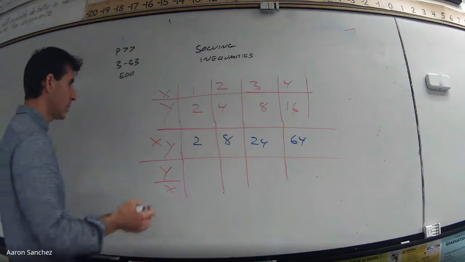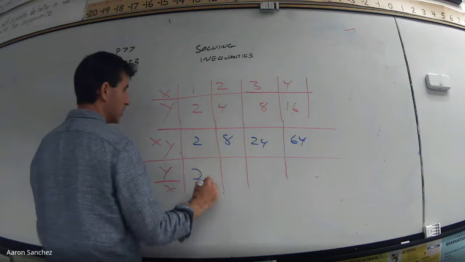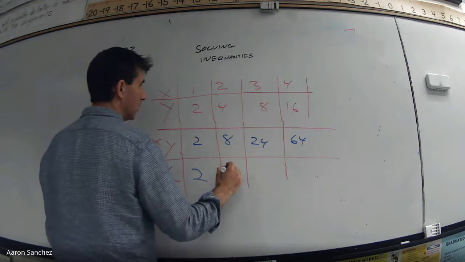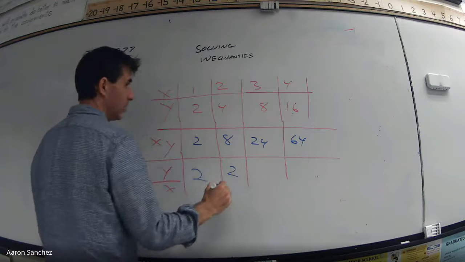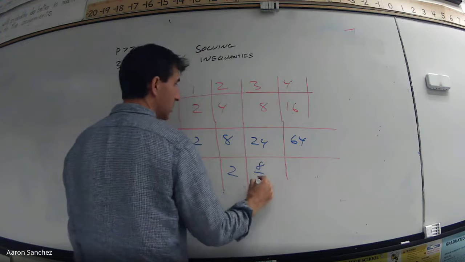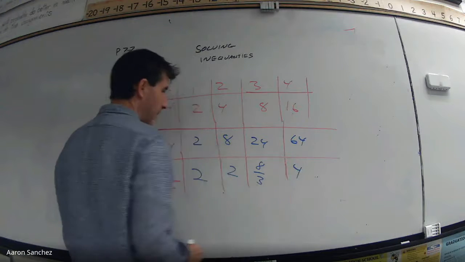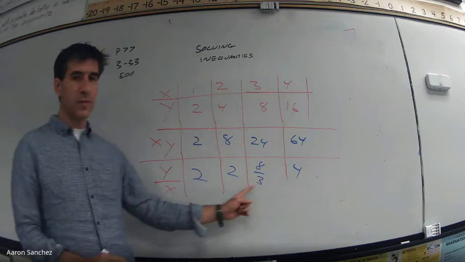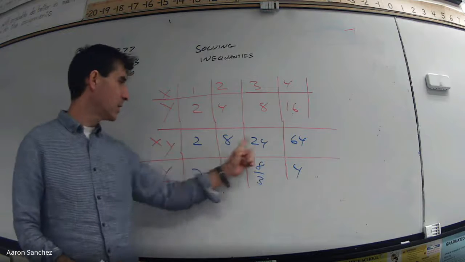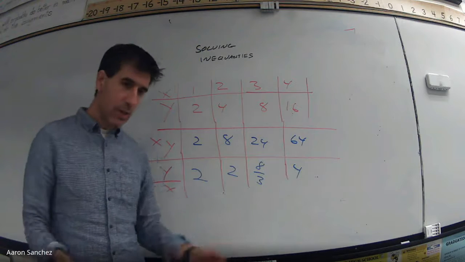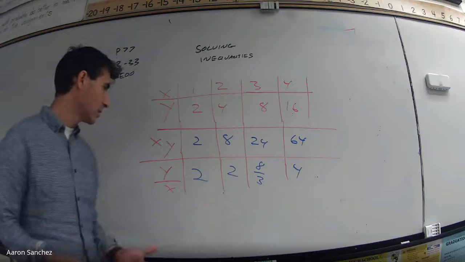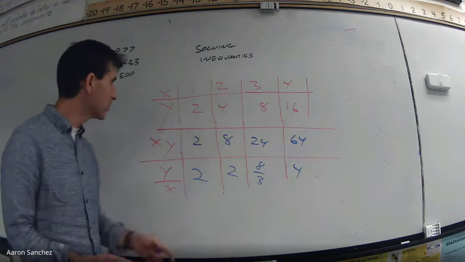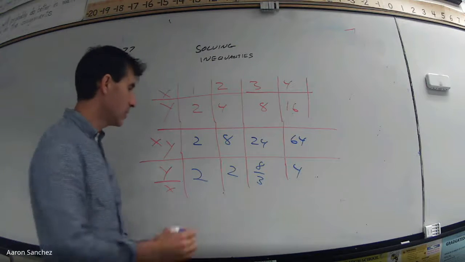And then we do y divided by x. 2 divided by 1 is 2. 4 divided by 2 is 2. 8 divided by 3, I don't know. 16 divided by 4 is 4. Now, because none of these are the same and none of these are the same, it's neither, right? Remember, 2 divided by 1, 4 divided by 2. It's neither.